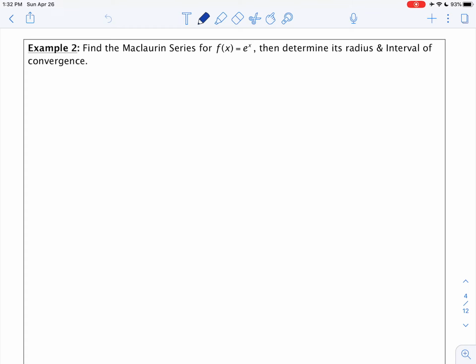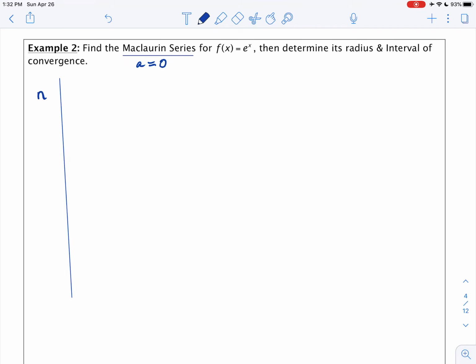Hi there, we are back with Chapter 11, Section 11.10, Taylor series and Maclaurin series. So let's again use the Taylor coefficient to find a Maclaurin series for f of x equal to e to the x. Remember, a Maclaurin series is one that is centered about a equal to 0.